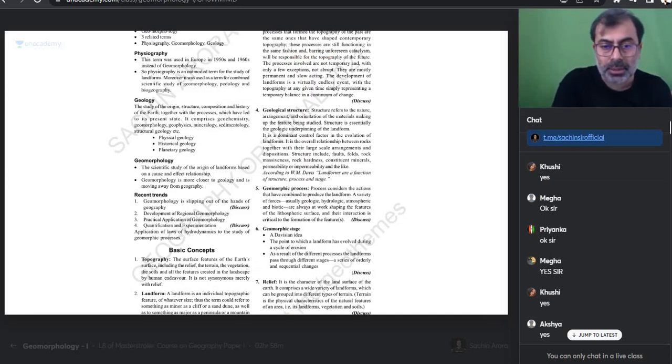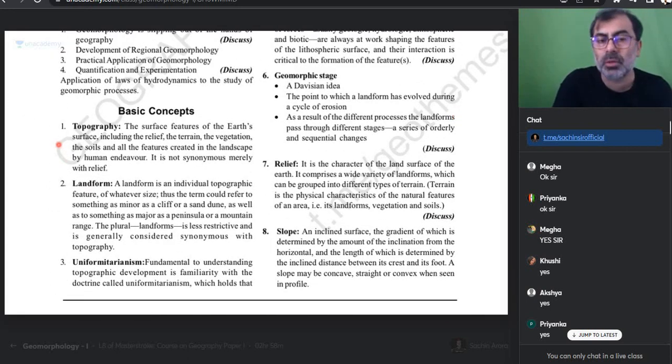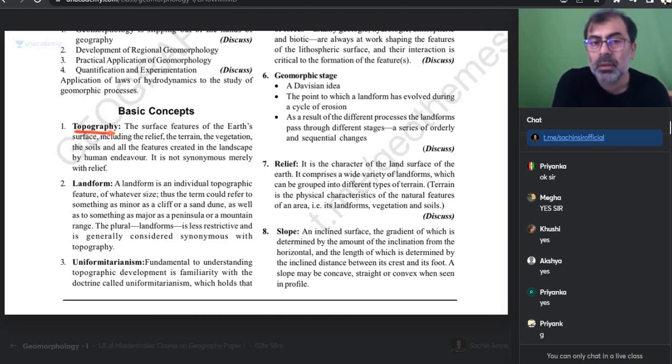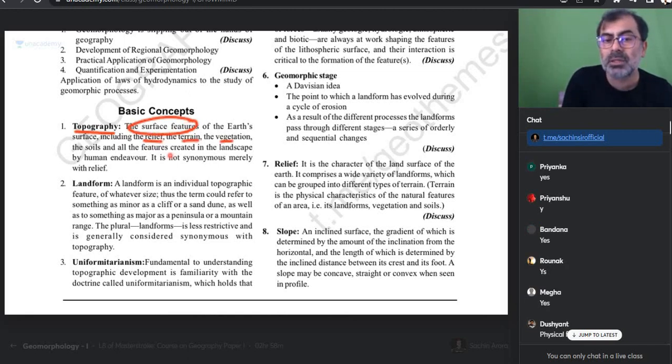Now we're talking about this today. Let us talk about the basic concept. Is everyone okay with topography? What is topography? Now some dictionary work. I've asked everyone to buy a dictionary of geography, but still we have done the dictionary work here. The surface of Earth, the surface features of Earth, the relief, the terrain, the vegetation, that is called topography.